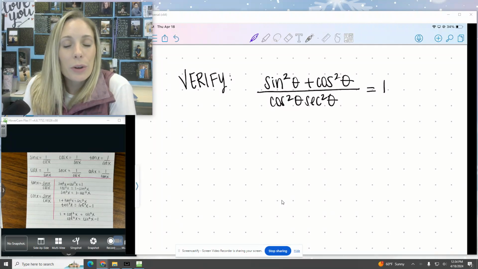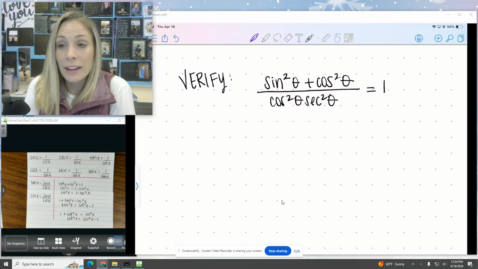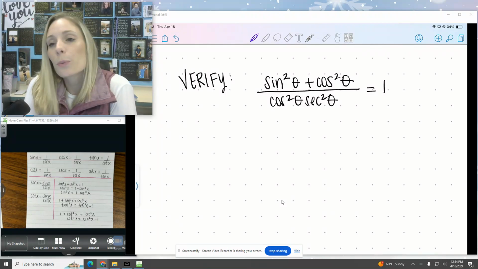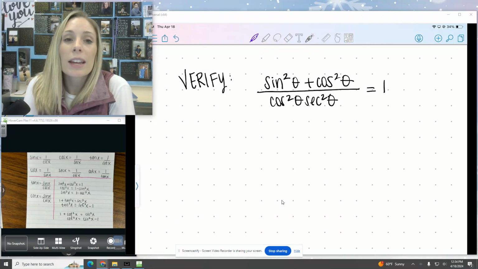In this video, we're going to go through another verifying one. We just finished up a video that had verifying, and so we're just going to go through another. So we are trying to verify that sine squared of theta plus cosine squared of theta all over cosine squared of theta times secant squared of theta is 1.